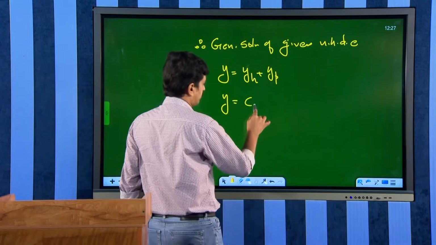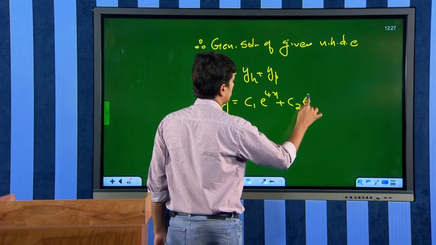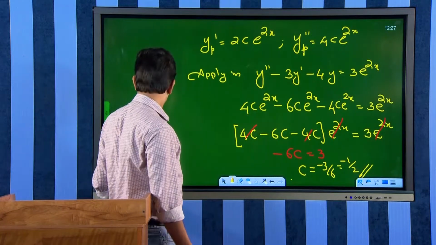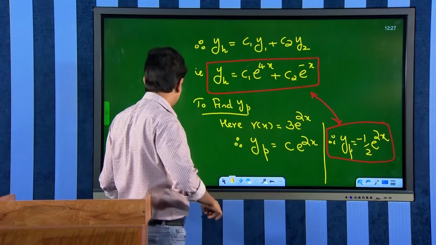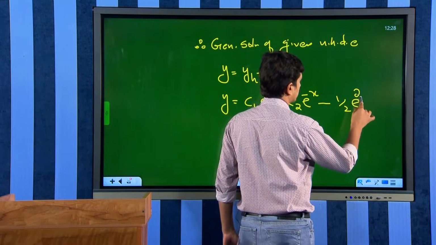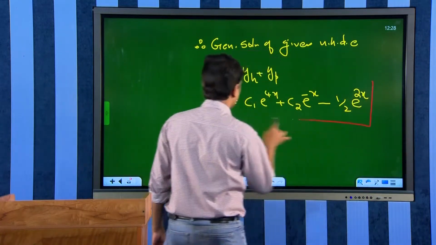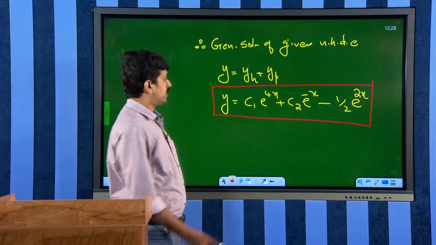c1 e raised to 4x plus c2 e raised to minus x minus c. Here we found yp as minus 1 by 2 e raised to 2x. So, this is the general solution of the given non-homogeneous differential equation.